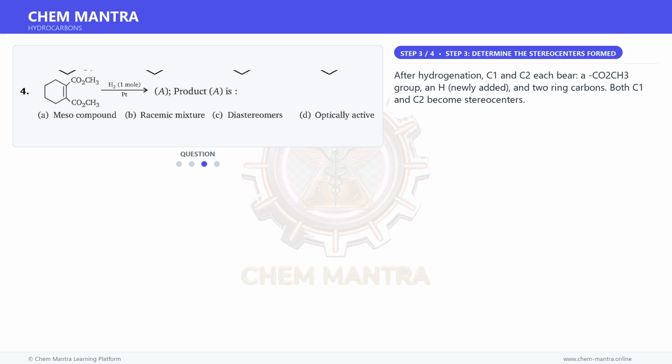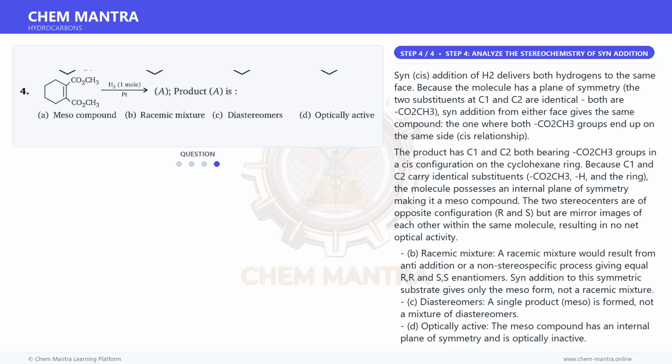After hydrogenation, C1 and C2 each bear a CO2CH3 group, an H, newly added, and 2 ring carbons. Both C1 and C2 become stereocenters. And for the final step, syn, cis addition of H2 delivers both hydrogens to the same face.